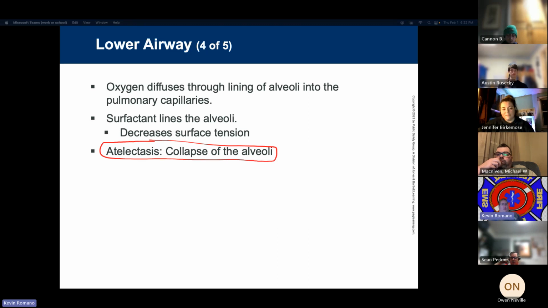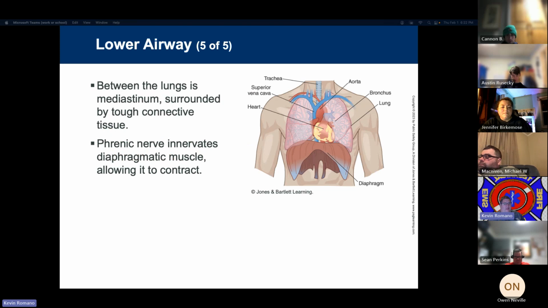So oxygen diffuses through the lining of the alveoli into the pulmonary capillaries. Surfactant lines the alveoli. So that's something you need to pay attention to, is surfactant, right? If you lose surfactant, it decreases surface tension, therefore allowing for elasticity to expand and contract. If we lose that surfactant, it goes away. Atelectasis happens, and you start seeing alveolar collapse, or collapse of the alveoli. Right. So the amount of surfactant is inadequate. The alveoli are not inflated. They will collapse, resulting in atelectasis.